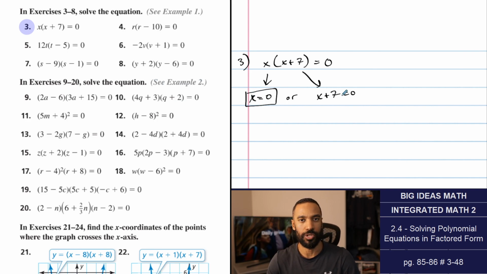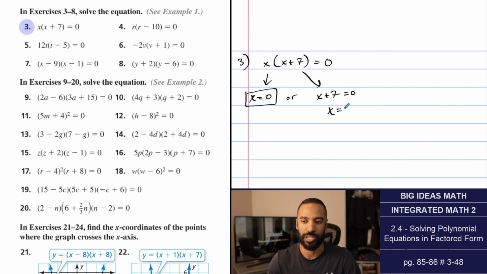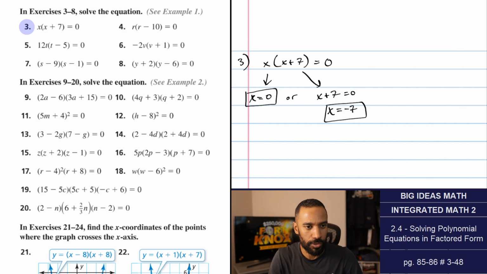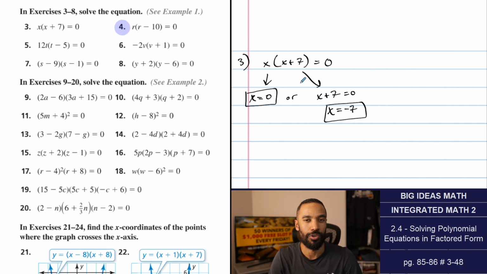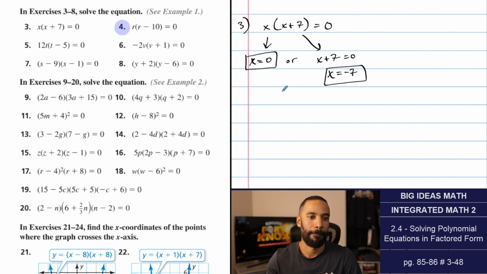Literally, if I substitute 0 in here, I'd get that answer. If I subtract 7 from both sides here, I would get x equals negative 7. So 2 solutions there. Very common thing to be witnessing, especially with only 2 factors. Or you could have one solution if it has repeated roots, which that one did not.